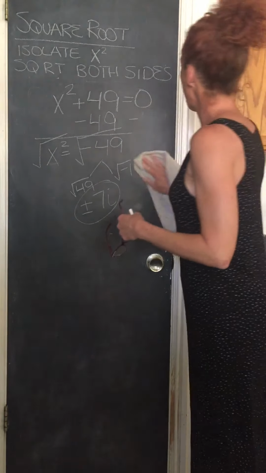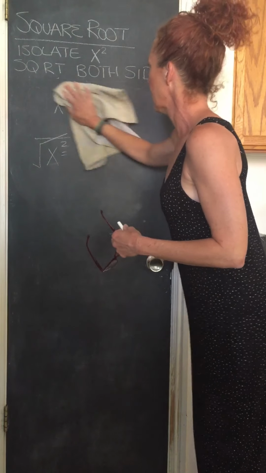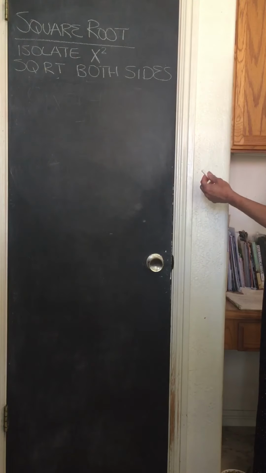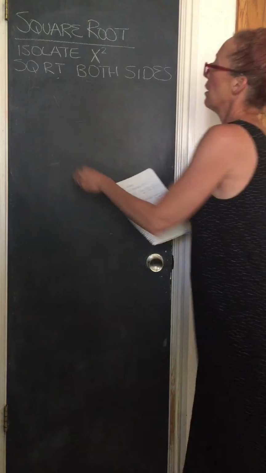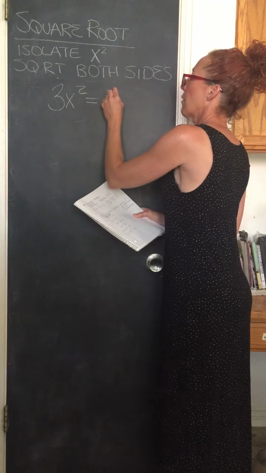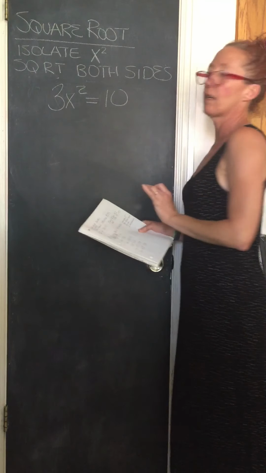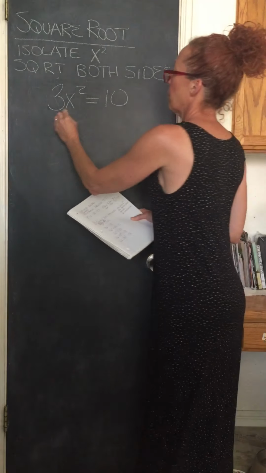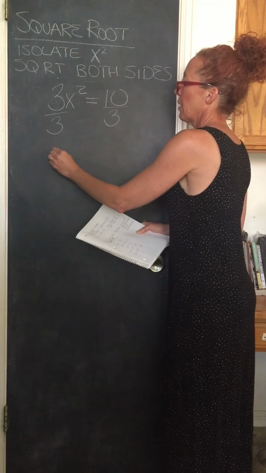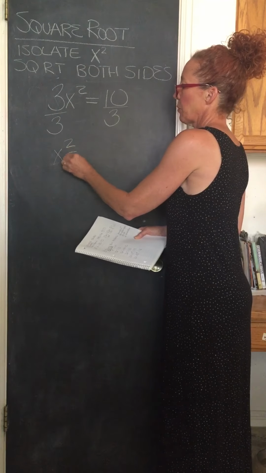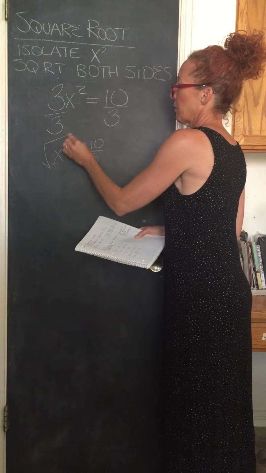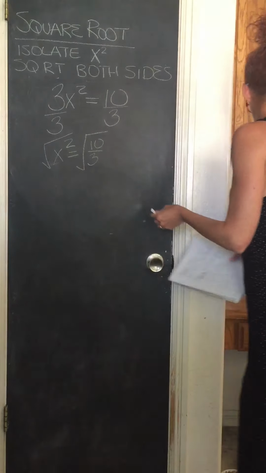All right. Let me check and see what other examples I have written out. Oh, here's a good one. You may end up with a number under the radical in the denominator. So divide by 3, divide by 3. So you have x squared equals 10 thirds. So you need to square root both sides.